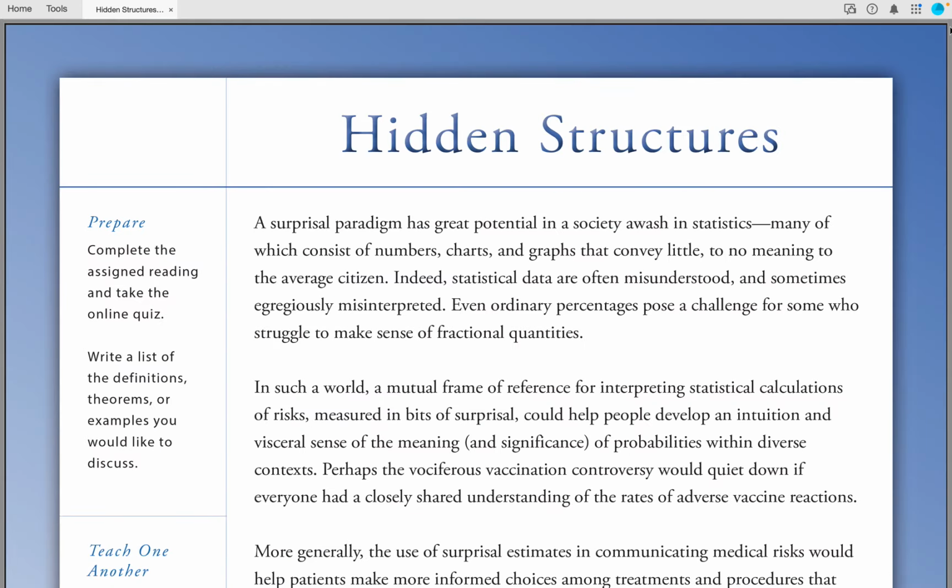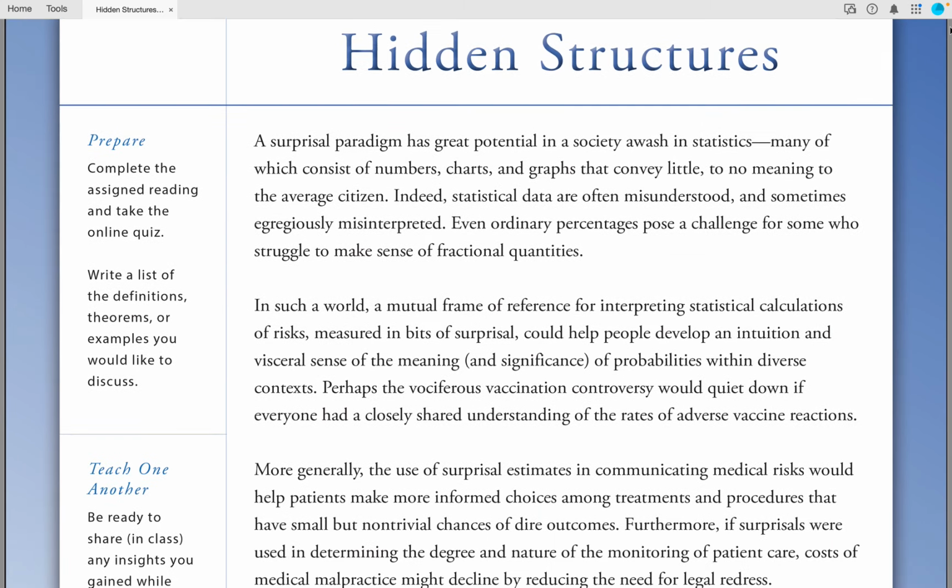A surprisal paradigm has great potential in a society awash in statistics, many of which consist of numbers, charts, and graphs that convey little to no meaning to the average citizen. Indeed, statistical data are often misunderstood and sometimes egregiously misinterpreted. Even ordinary percentages pose a challenge for some who struggle to make sense of fractional quantities. In such a world, a mutual frame of reference for interpreting statistical calculations of risks, measured in bits of surprisal, could help people develop an intuition and visceral sense of the meaning and significance of probabilities within diverse contexts. Perhaps the vociferous vaccination controversy would quiet down if everyone had a closely shared understanding of the rates of adverse vaccine reactions.